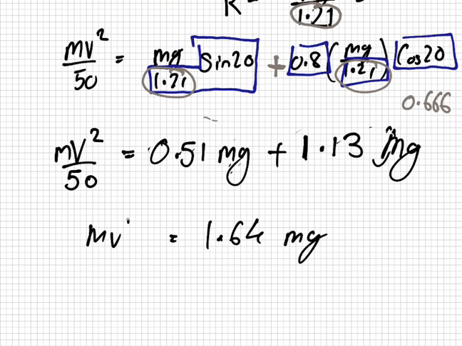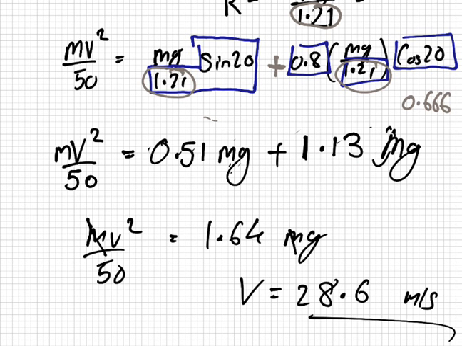And are we to take g to be 9.8 or 10? 10. Times 10 times 50. What's the answer at the back? 20. Boom, that's how we do it. So 28.6 is what you get for v.